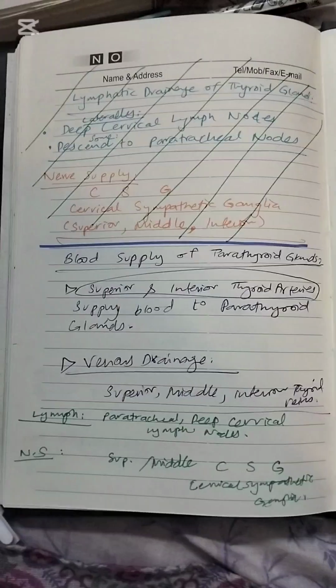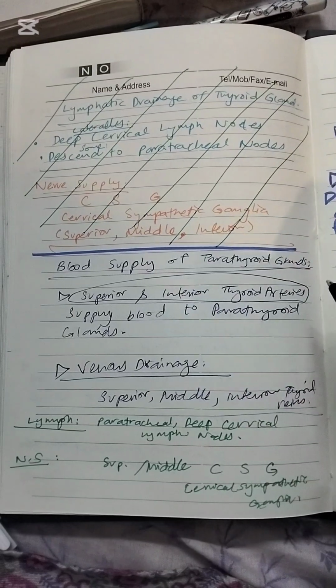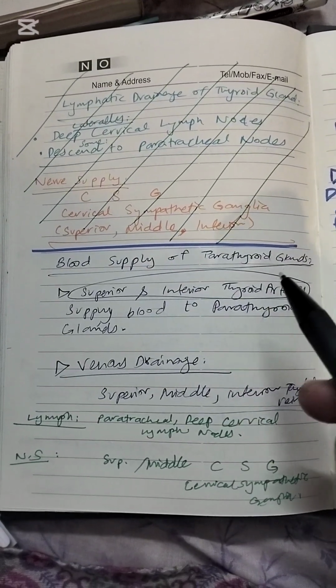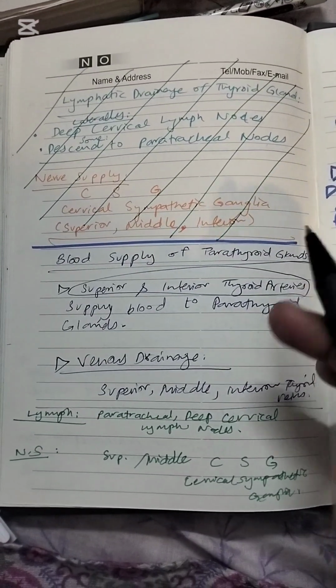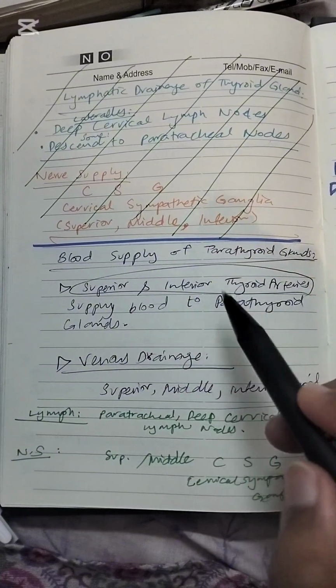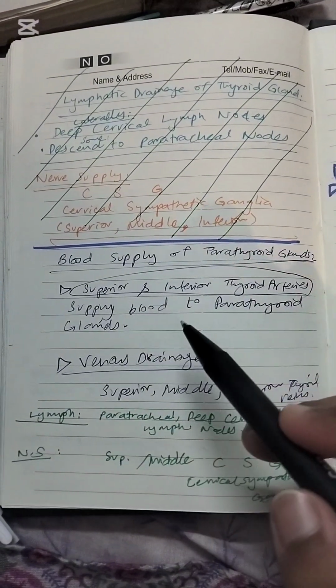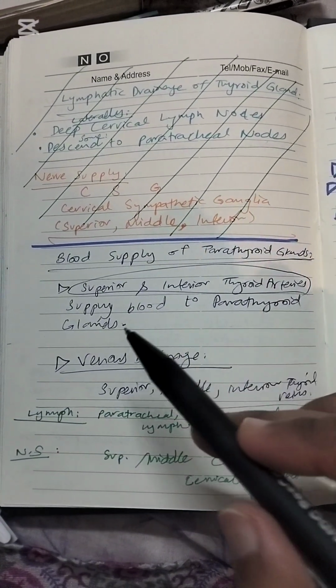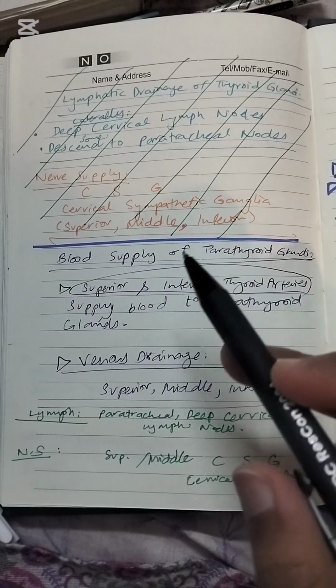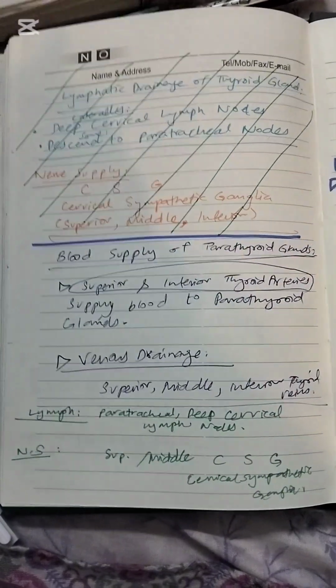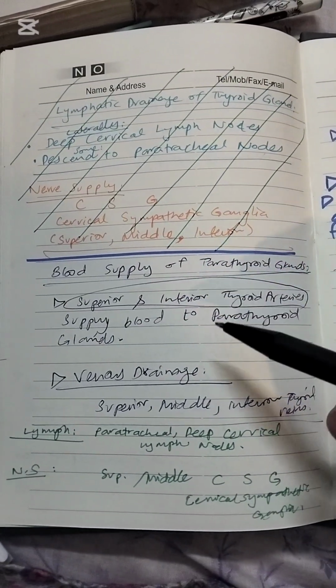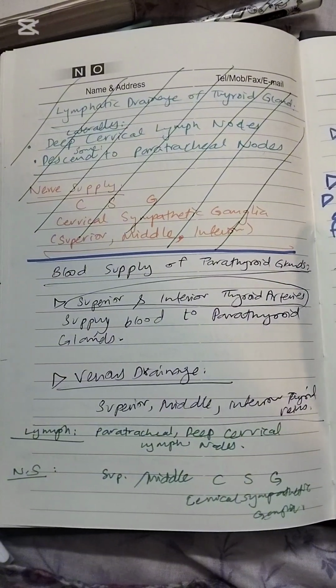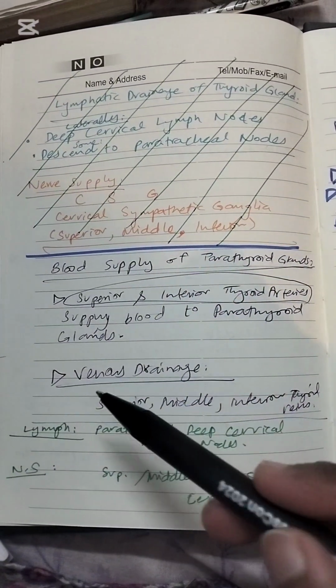the thorax. The blood supply of the parathyroid gland is closely related to the blood supply of the thyroid gland, and it is superior and inferior thyroid arteries which supply the blood to the parathyroid glands. Superior thyroid arteries are going to arise from the external carotid arteries, and inferior thyroid arteries are going to arise from the thyrocervical trunk.